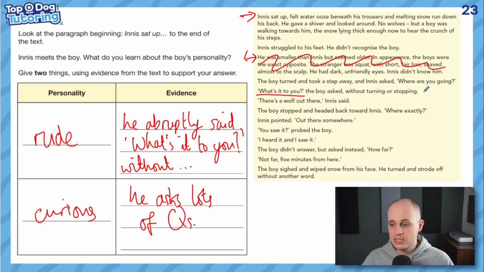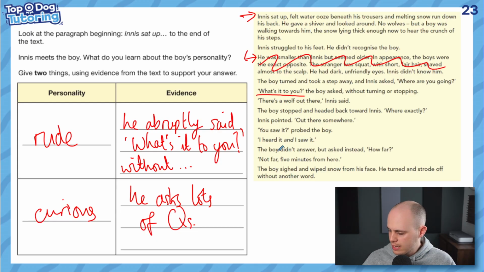Okay, so what does that suggest about someone's personality if they're on their own in a place where most people wouldn't be on their own? I suppose it suggests they're quite independent, wouldn't you agree? So you could say he's independent, and that would be your evidence. He's on his own in a dangerous place. What else could we say?